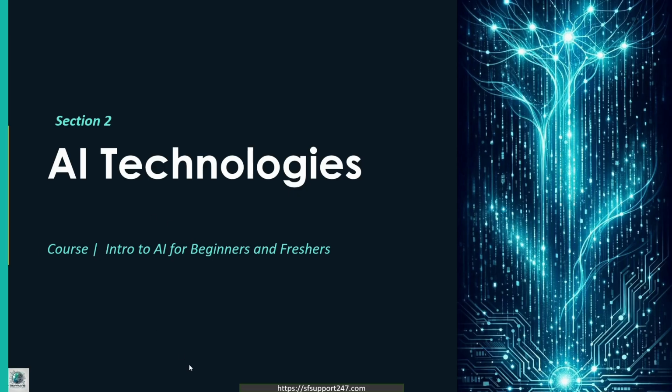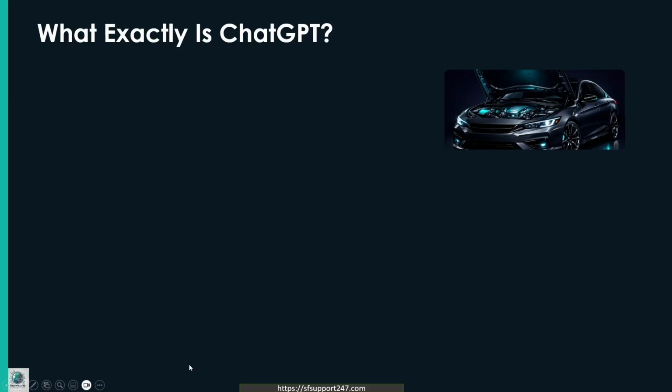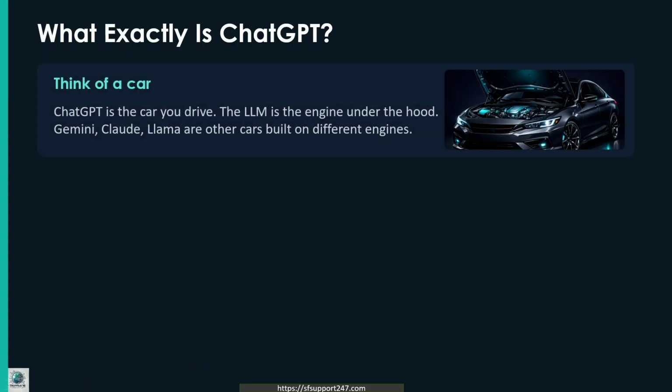Let's get started. What exactly is ChatGPT? Think of a car. ChatGPT is the car you drive, the LLM is the engine under the hood. Gemini, Claude, Llama are the other cars built on different engines. So Gemini is from Google, Claude is from Anthropic company, Llama is from Meta, Facebook.